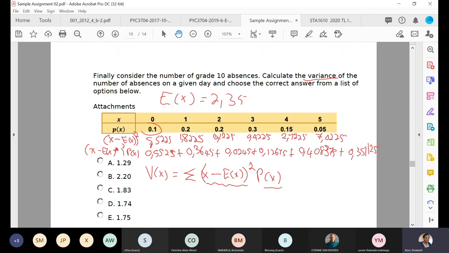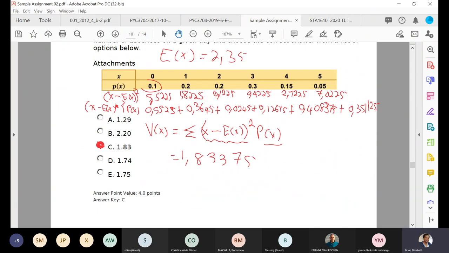So my variance will be 0.5525 plus 0.3645 plus 0.0245 plus 0.12675 plus 0.408375 plus 0.351125. And that is equal to 1.83375. And the answer, if I look at this, will be C. C is my correct answer.